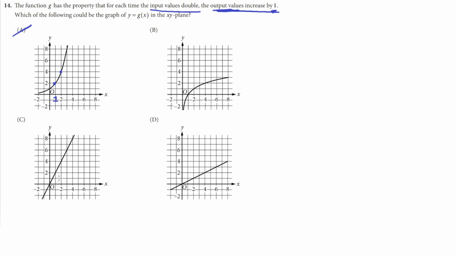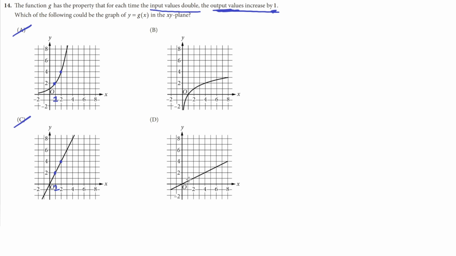If we look at C, we can start at 1, 2. Double the input value from 1 to 2. So we'll go to 2 on the x-axis, and we touch the graph at 2, 4. So the input value doubled, but the output value increased by 2 instead of 1. So C is not correct.